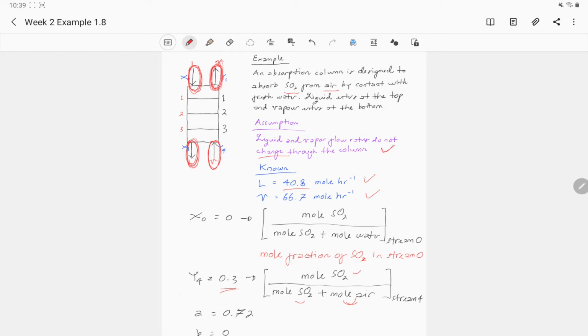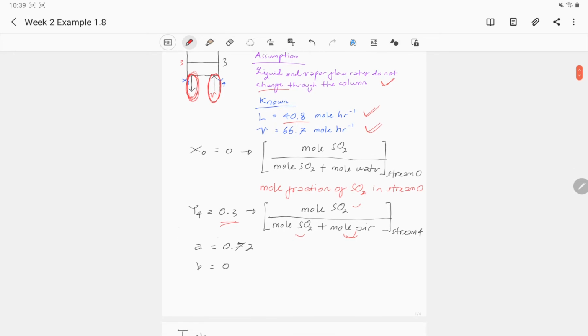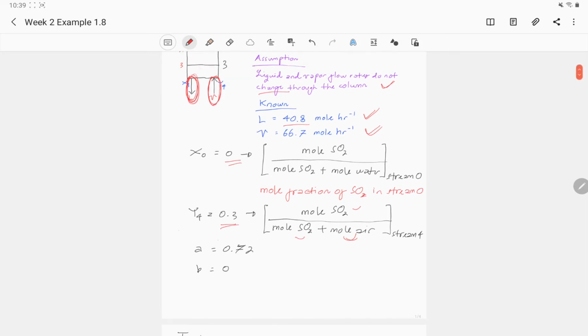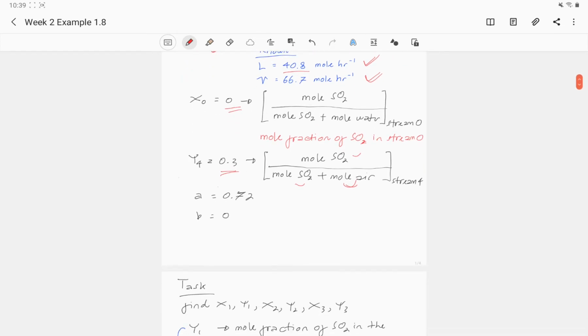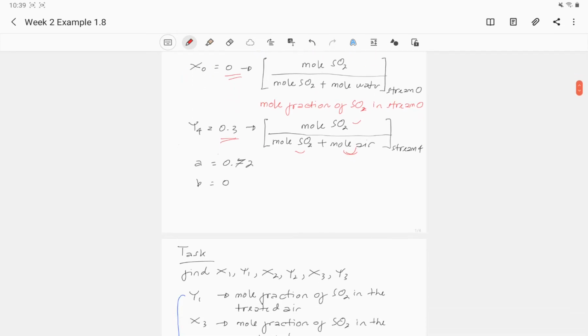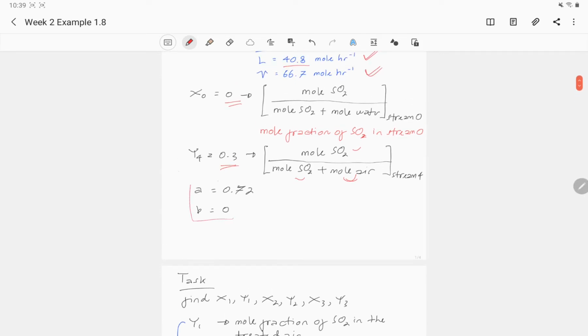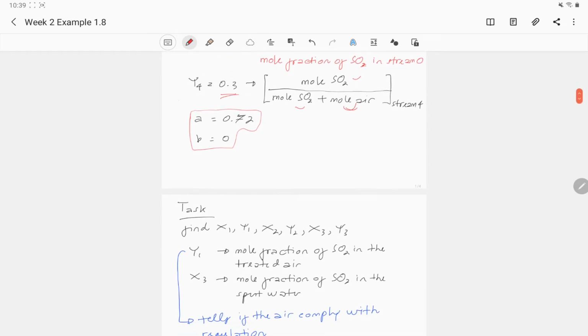So in this example, we know that L is 40.8 mole per hour. The vapor flow rate is 66.7 mole per hour. And this is the definition of X: mole of sulfur dioxide divided by mole SO2 plus mole water in stream 0. And then Y is mole SO2 divided by mole SO2 plus mole air. We also have the parameters for the linear equilibrium relation defined here as A and B.